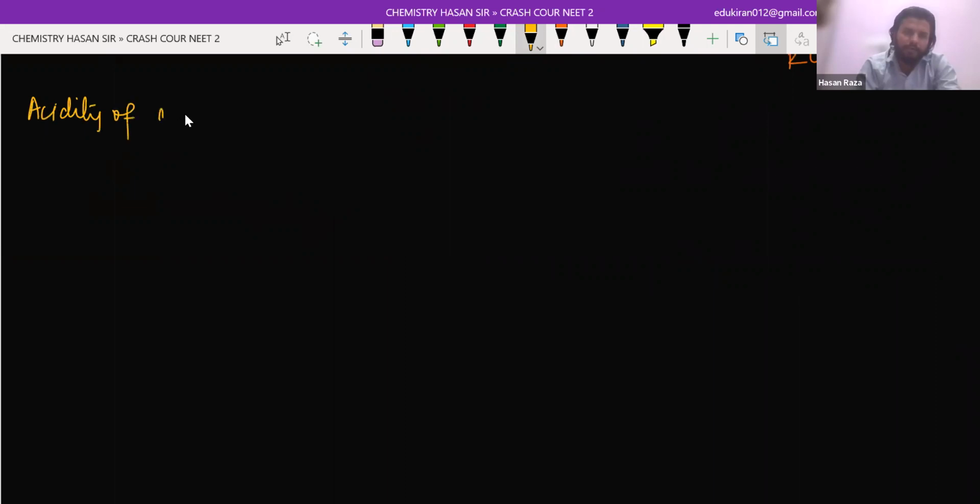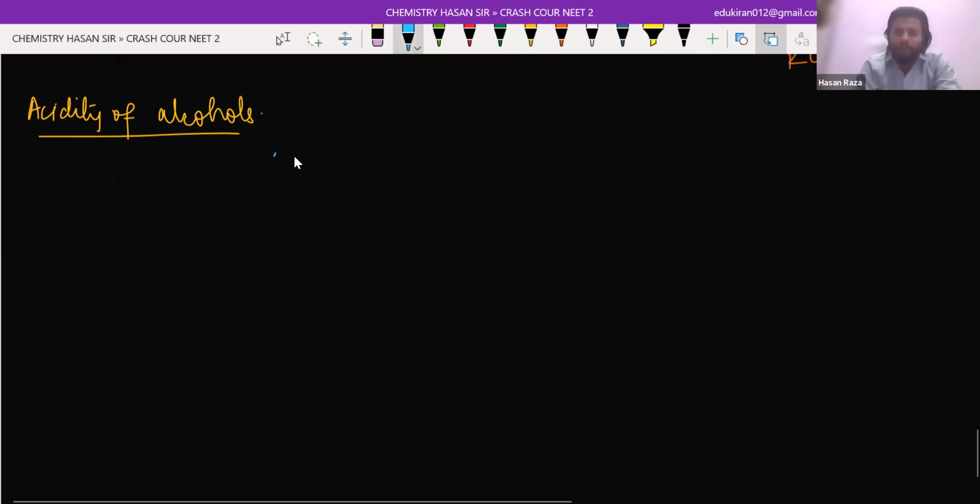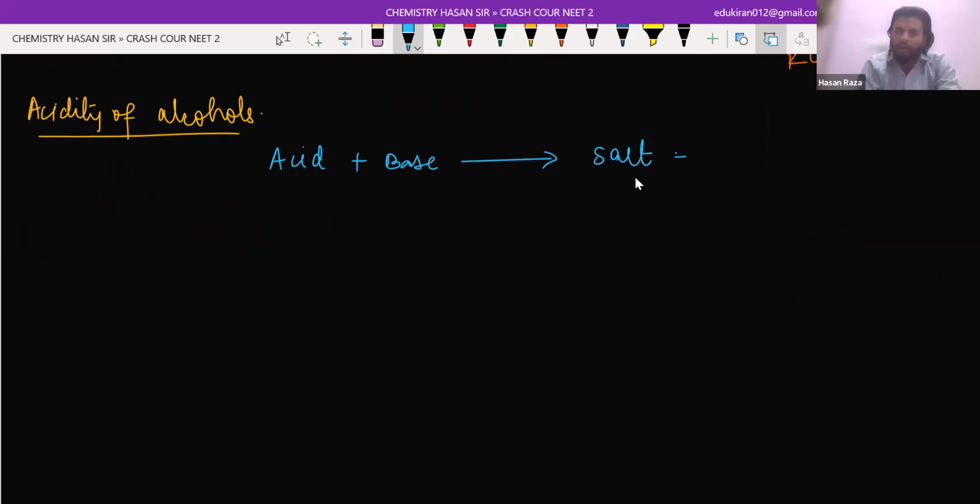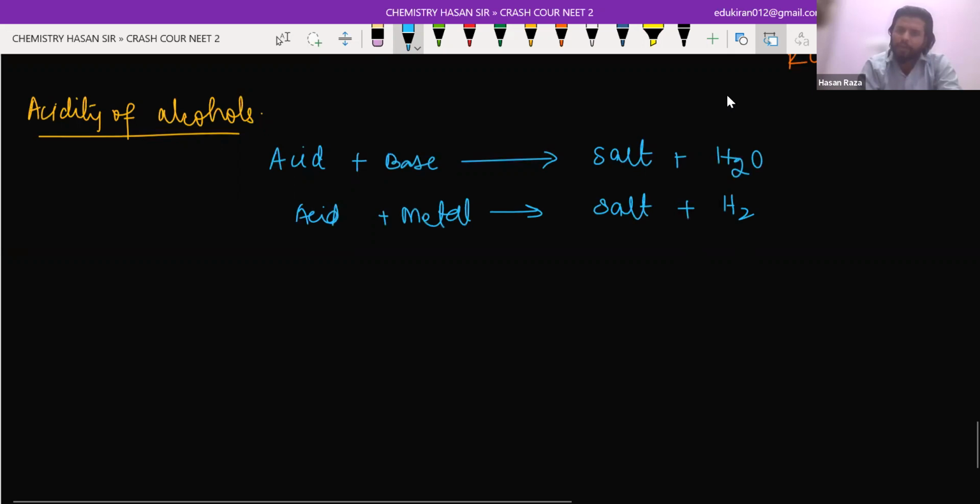Okay. Now we are going to start the acidity of alcohols. So it's very easy. First of all, from class 10th, you have studied that when acid and base react, what will form? Salt plus water. And when acid plus metal react, what will form? Salt plus hydrogen gas.